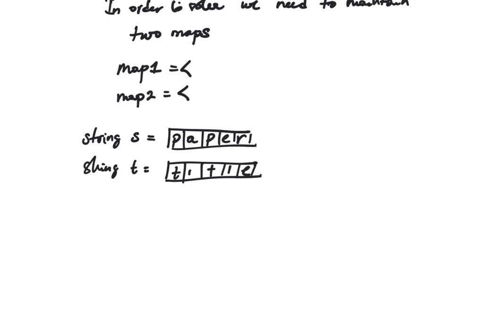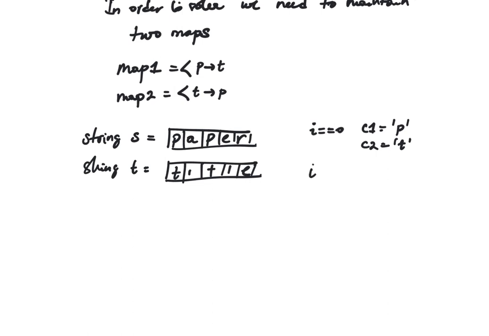Okay, so at I equal 0, C1 is equal to P, and C2 is equal to T. What do we do? Map1 does not contain C1, and map2 does not contain C2. So what we do is we just add C1, so P maps to T, and T maps to P.